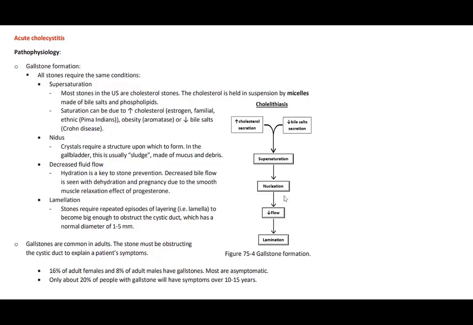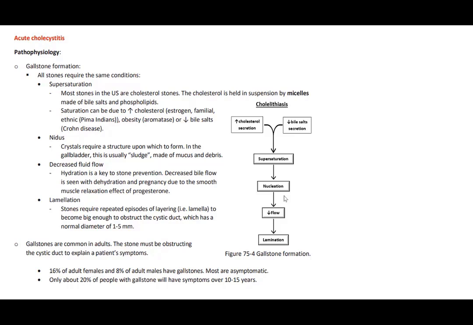So all stones require the same conditions to form: supersaturation, a nidus, a decrease in fluid flow, and lamellation. Most stones in the United States are cholesterol stones. The cholesterol is held in suspension by micelles that are made of bile salts and phospholipids. Saturation can be due to either an increase in cholesterol through things like estrogen, familial conditions, ethnic conditions, obesity, or through a decrease in bile salts that can be seen in Crohn's disease.